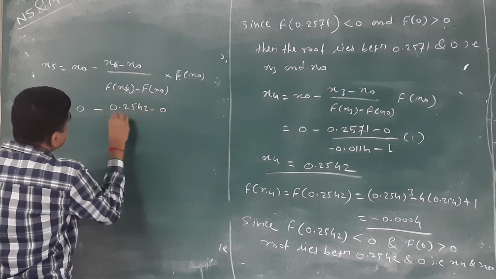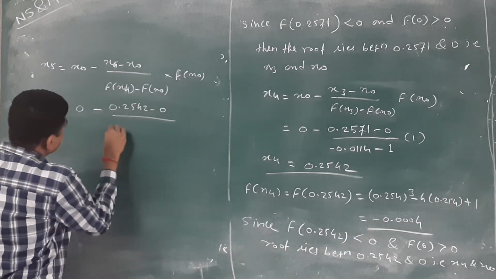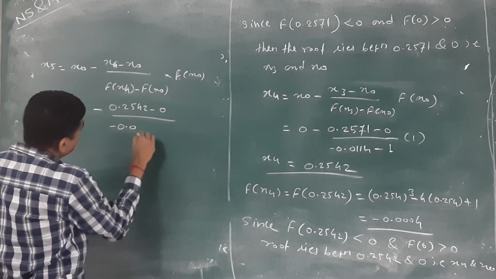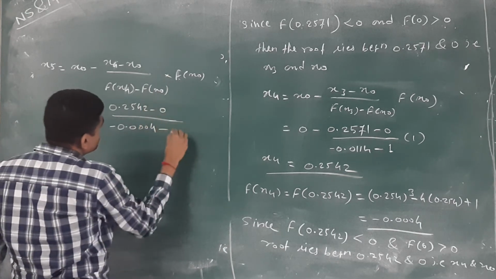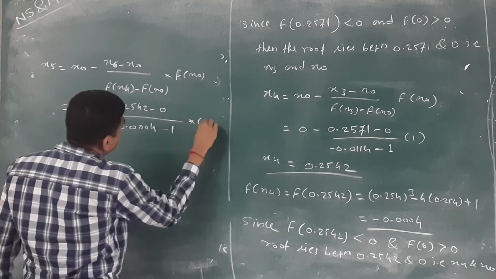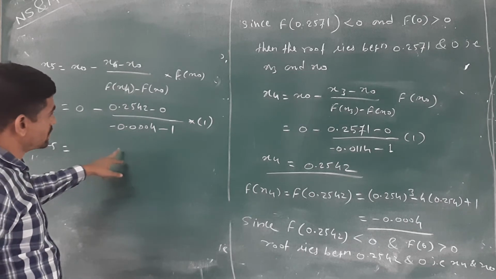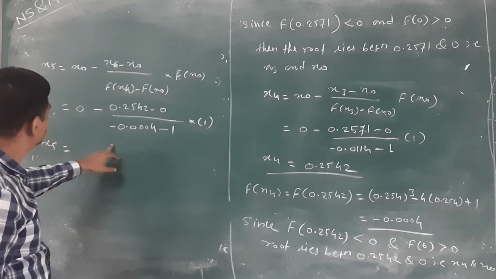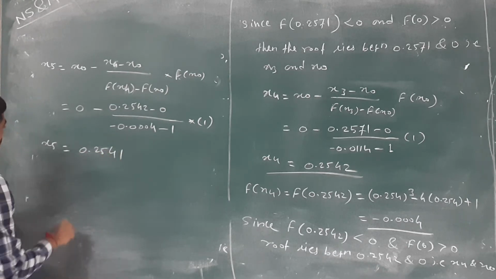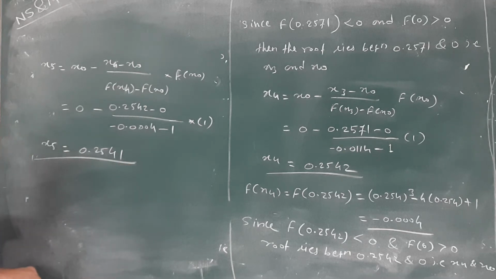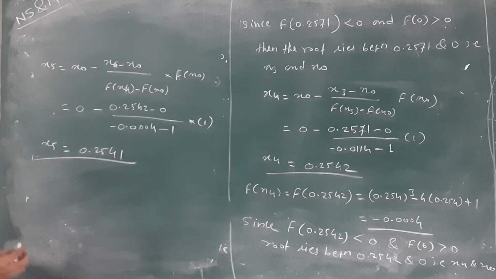0.2542 minus 0. What is f of x4? There is a negative value, minus 0.0004, minus what is the value of f of x0? 1, here again into 1 is there. Okay, check that formula. Then you will get 0.2541. We will get the new root: x5 is equal to 0.2541. Again you have to check that.